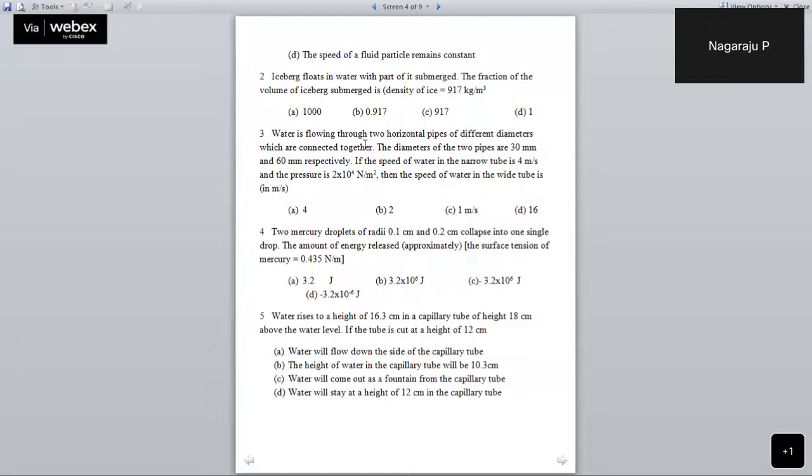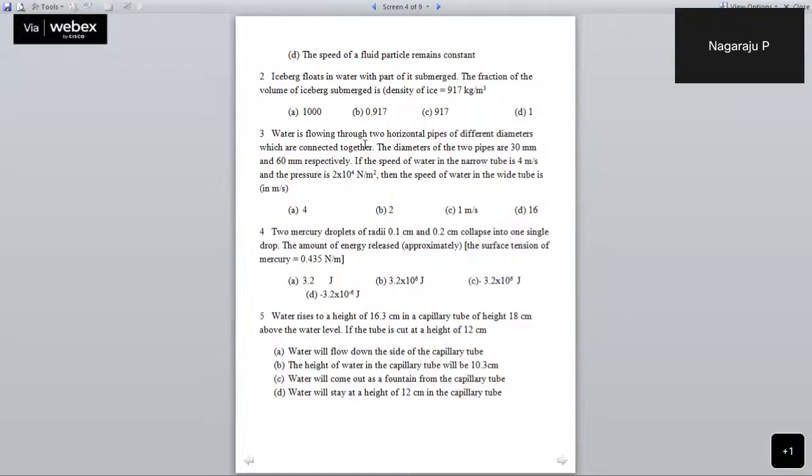Here two mercury droplets, no doubt it is given in centimeter, and invariably you have to convert that into meter because the answer is given in joule, and therefore you cannot take 0.1 centimeter and 0.2 centimeter as it is. You have to convert that. 0.1 centimeter you can write as 0.1 into 10 raised to minus 2, because you know 100 centimeter or 10 raised to 2 centimeter is 1 meter, or 1 centimeter is 10 raised to minus 2 meter. So 0.1 into 10 raised to minus 2 you can write as 1 into 10 raised to minus 3. Similarly, the other one is 2 into 10 raised to minus 3.